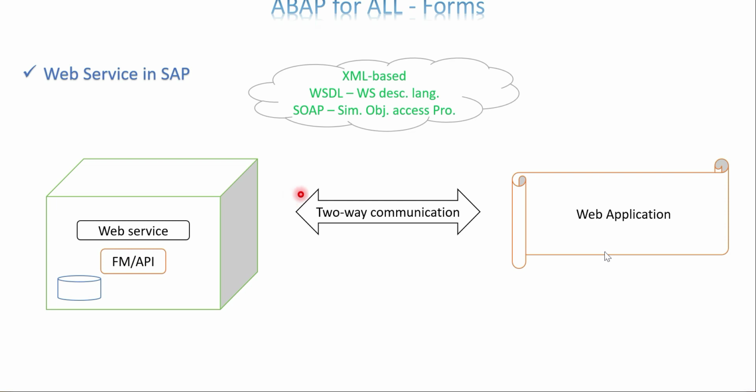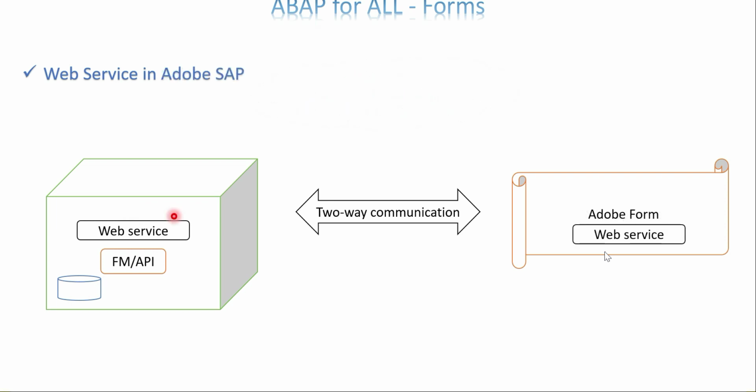It's nothing big deal over here, because we are not going to learn the entire series of web service here. Once the web service is ready on top of your function modules, then we try to use it in the Adobe form. That's what we are going to do here. It's pretty simple. Then what I'm going to do is bind the WSDL link. That's what we are going to do.